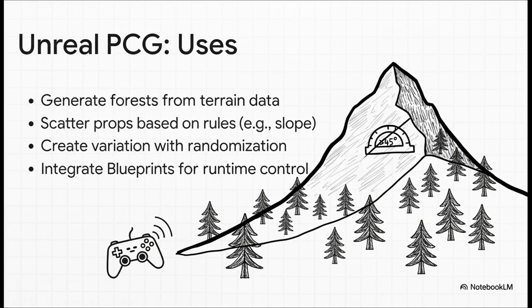But here's the cool part. It's deeply integrated with the game engine's own data. You can actually tell it to only place trees on slopes that are less than 45 degrees, or to only spawn buildings in flat designated areas. It can even be controlled at runtime, which allows for worlds that can literally generate themselves while you play the game. How cool is that?